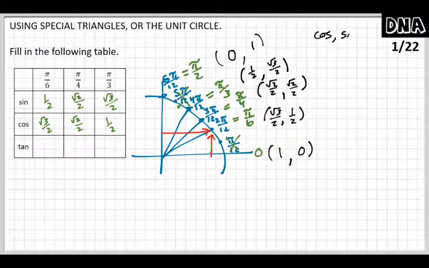Some of you guys might want to write this down. This is the x value and this is the y value for all coordinates. Your cosines are x, your sines are y.